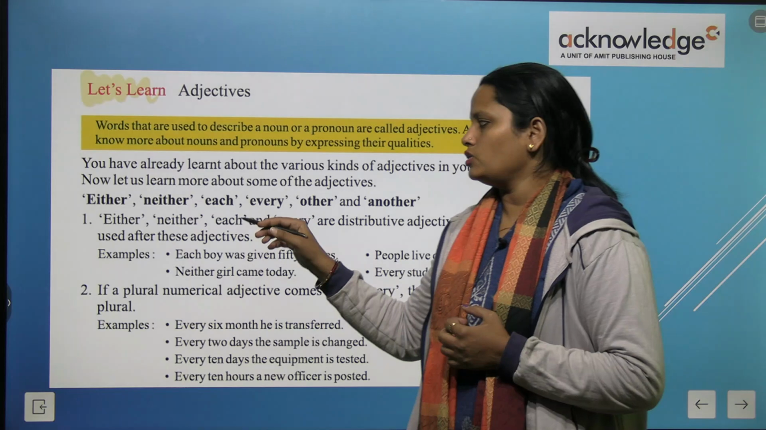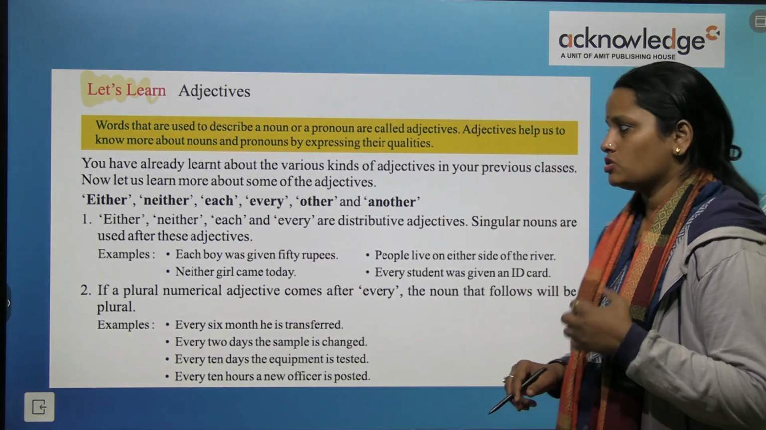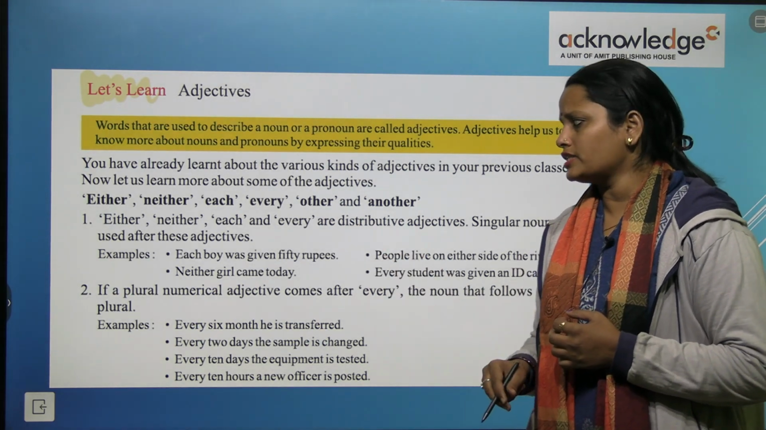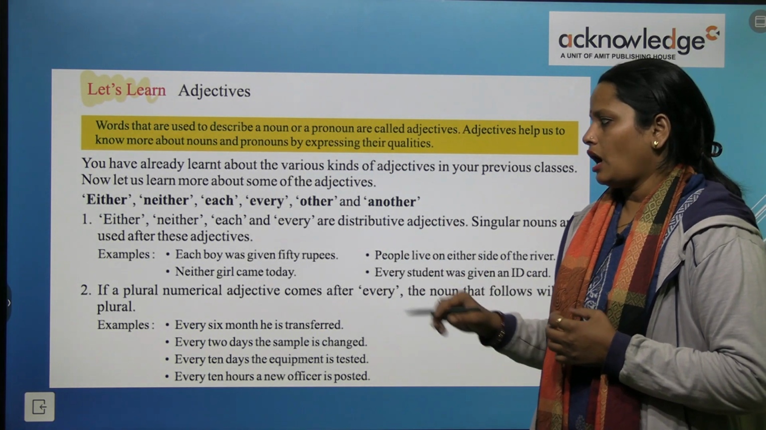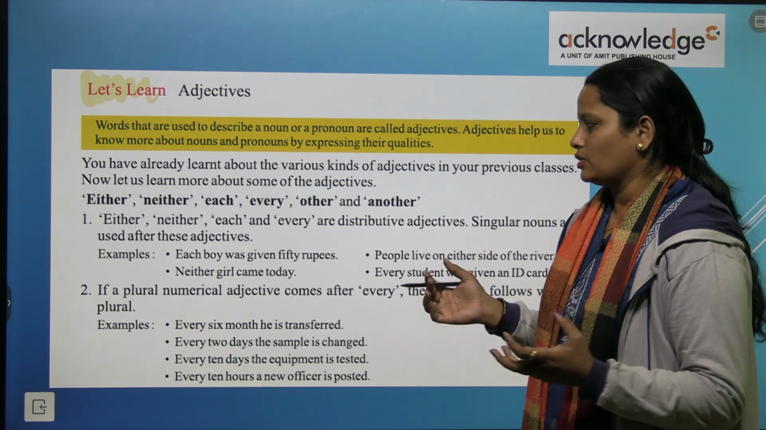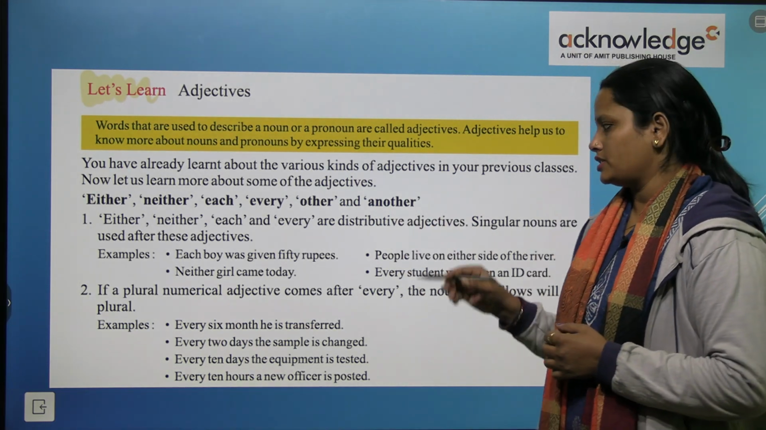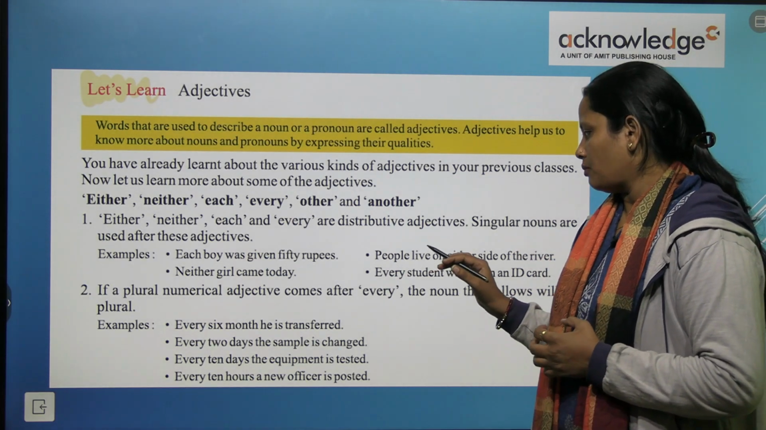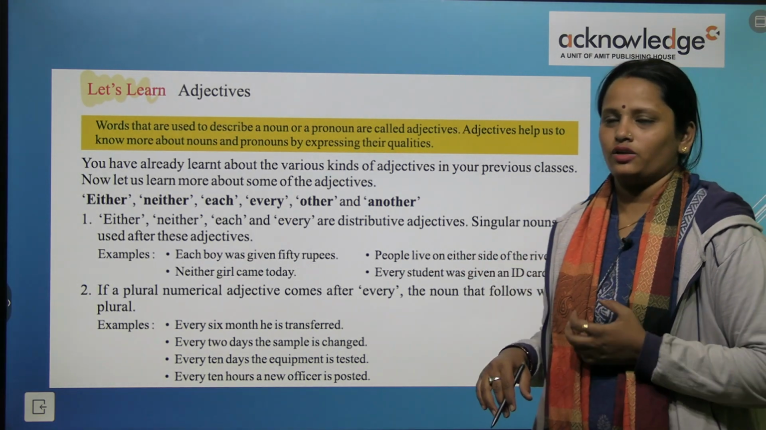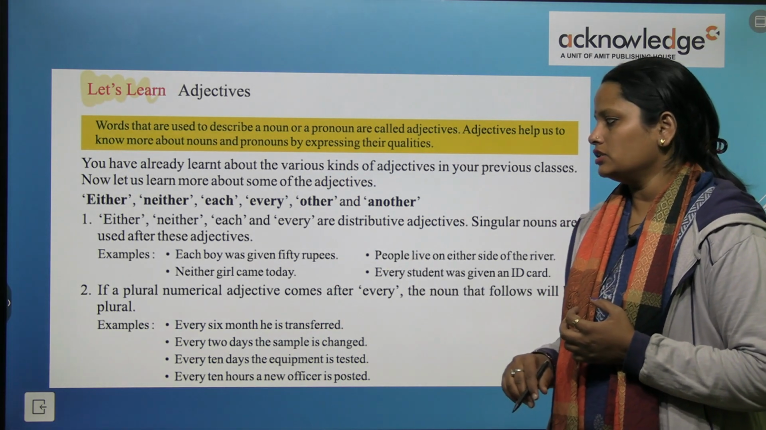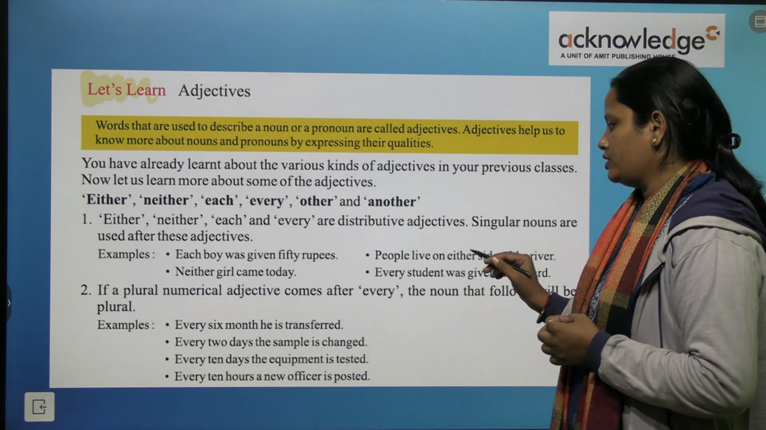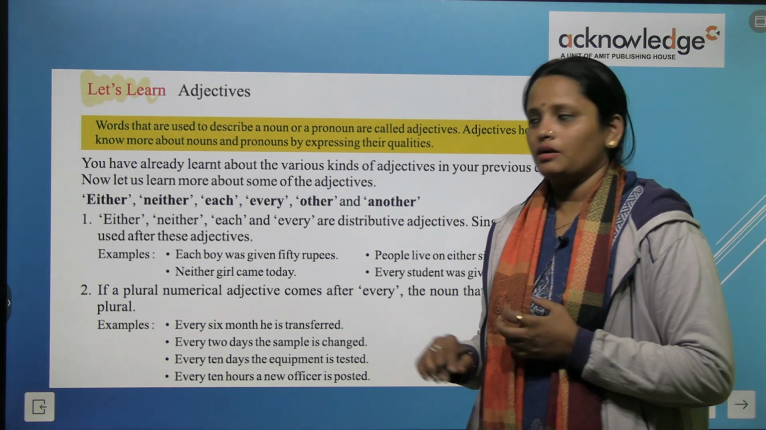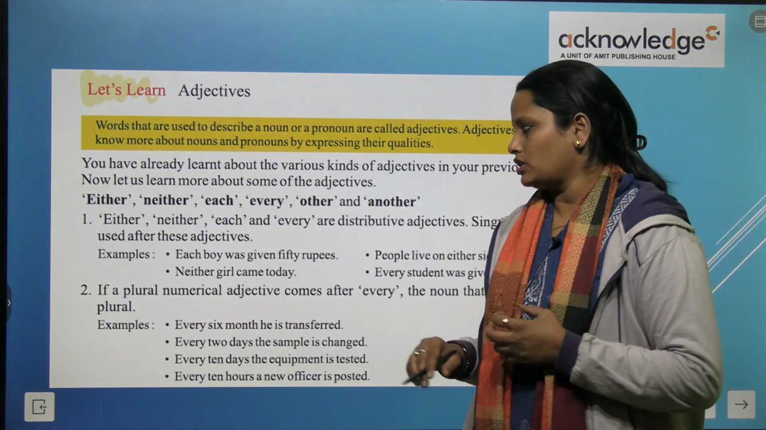Singular nouns are used after these adjectives. So इन adjectives के बाद में हम singular noun यूज करते हैं. For example, each boy. अब each के साथ हमने क्या रखा है, boy. Boy is a singular noun. Each boy was given 50 rupees. People live on either side of the river. So अब यहाँ पे हमने क्या यूज किया, either के साथ हमने side यूज किया. Neither girl came today and every student was given an ID card. So जब भी हम इन words को यूज करते हैं, इनके साथ हम singular subject, singular noun यूज करते हैं.